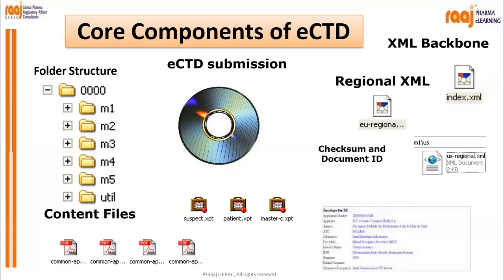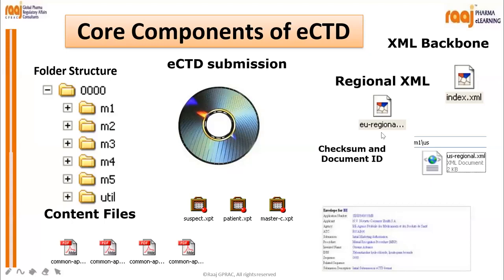So as I mentioned, there is a folder structure. When you submit the original application, we form a folder as sequence 0000, under which all other folders are organized. And under each folder there will be the content files. Content files are always attached in PDF format. So these are the core components of the eCTD.